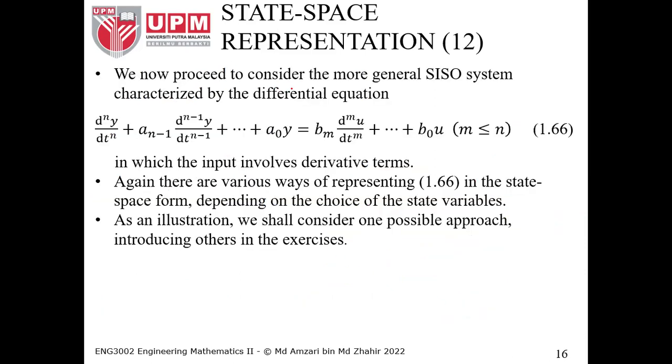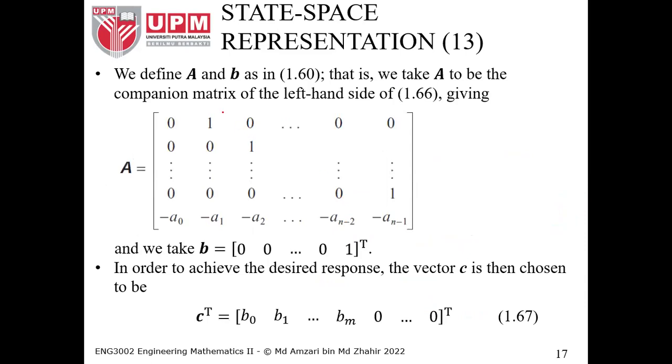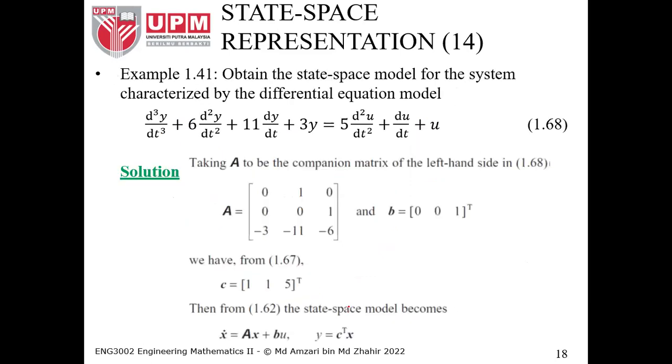Okay, so we now proceed to consideration of the general single-input single-output systems. So this is the formula of differentiation, in which the input involves derivatives of the term. There are various ways of representing this in state form, depending on the choice of the states. For illustration, we shall consider only one possible approach. So we define A from this formula, and B is 0, 0, 1 transpose, and C is the transpose of this one.